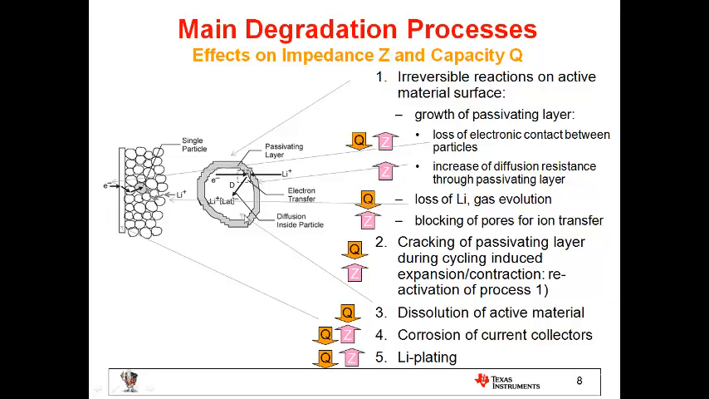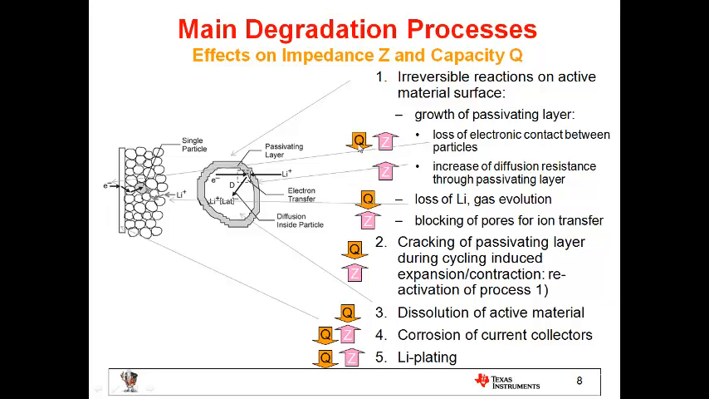Unfortunately, this layer is not 100% impenetrable for the solvent, and that is the main reason for degradation. So the irreversible reaction on the material surface continues even if the battery is not used. Even if it's just stored in a charged state, it will degrade. And that growth of the passivating layer will cause a loss of electric contact between particles. So some of the particles will eventually be lost. That will cause the capacity to decrease.